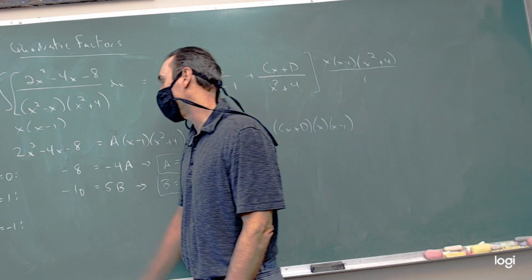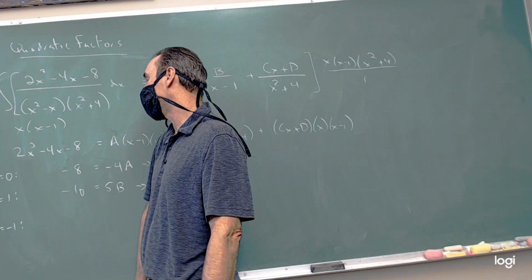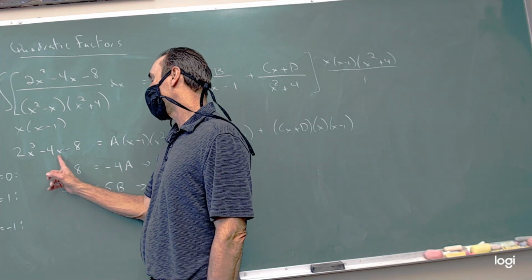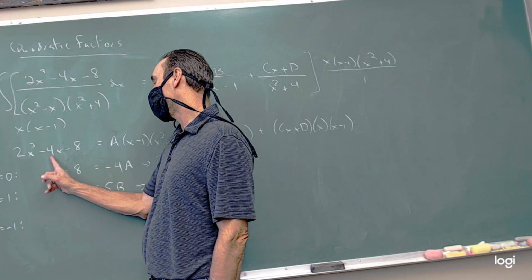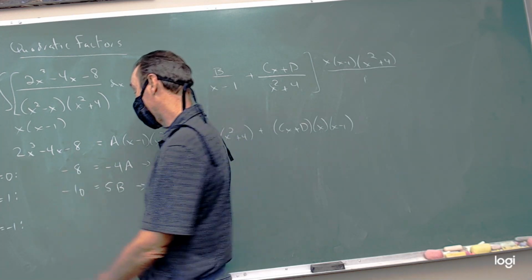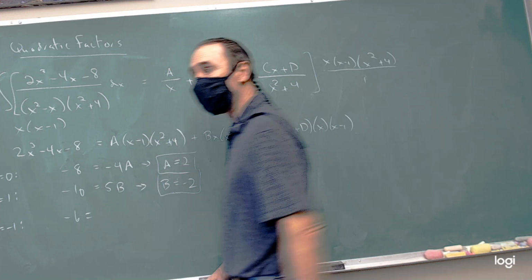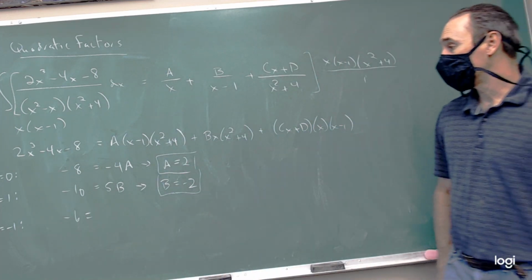Then on the left side, -1 cubed is -1 times 2 is -2. -4 times -1 is +4. So the -2, the +4 is 2, minus 8 is -6. Does that sound like I did that right? Okay, now we're plugging in -1.